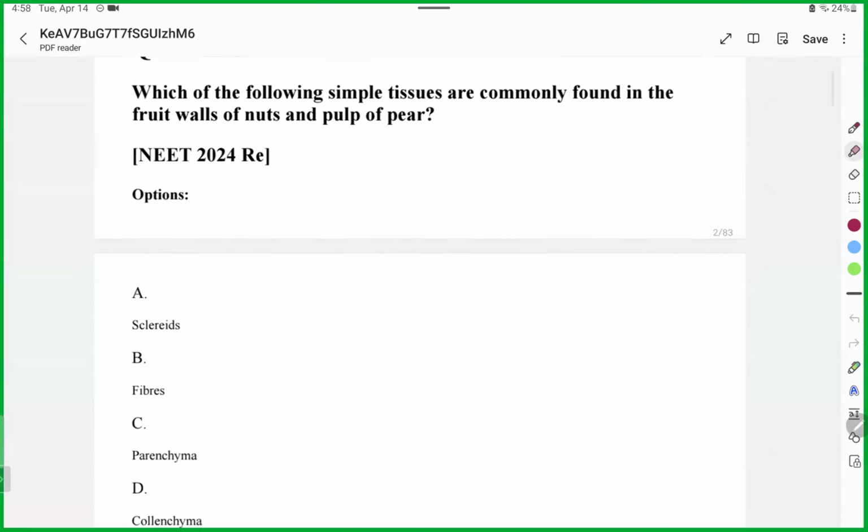2024 question. Aditya, simple tissue found in the fruit wall of nut and pulp of pear.